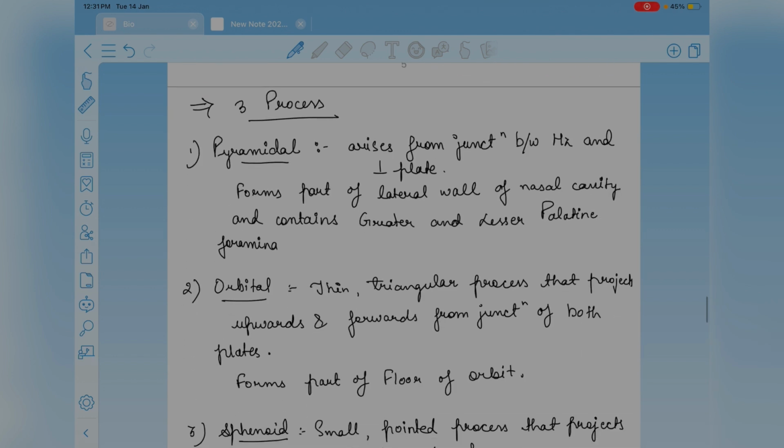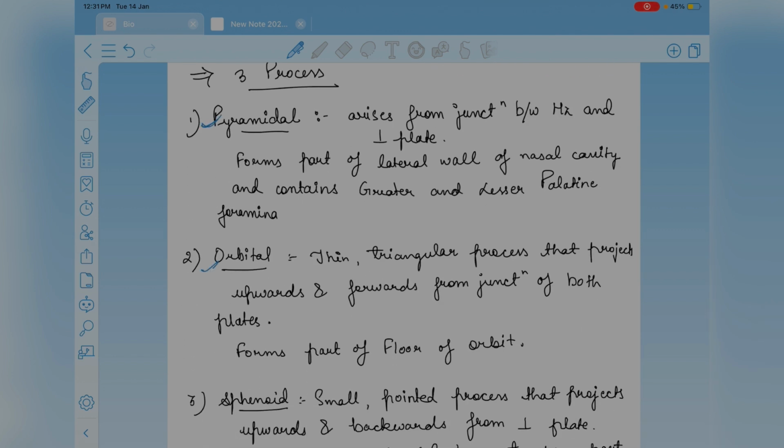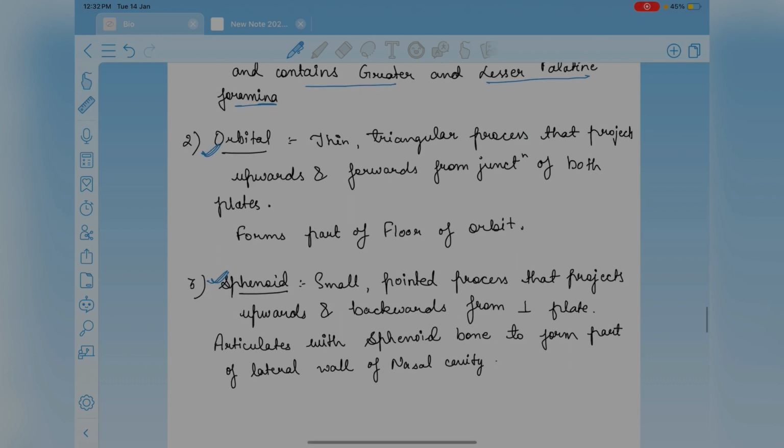Lastly, it has 3 processes: the pyramidal, orbital, and the sphenoid. The pyramidal arises from the junction between both the plates, horizontal and perpendicular. It forms a part of the lateral wall of the nasal cavity and contains the greater and lesser palatine foramen. The second process is the orbital process. It is a thin, triangular process that projects upward and forward from the junction of both plates. It forms part of the floor of the orbit.